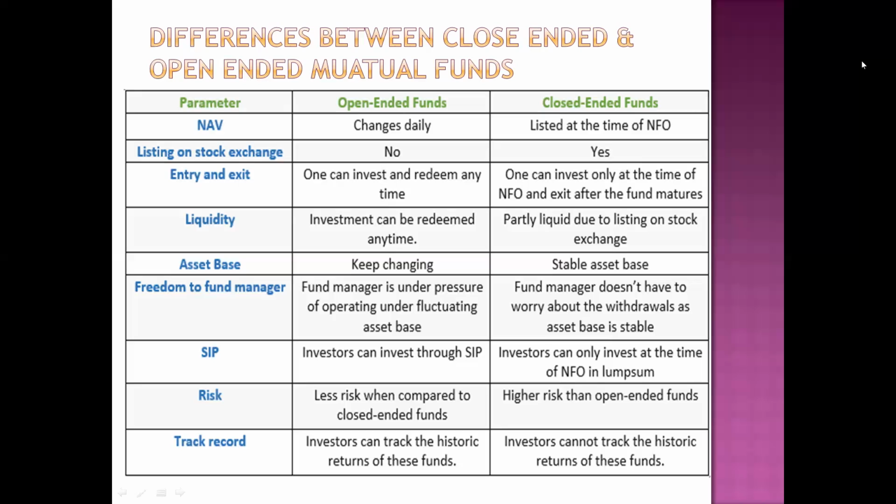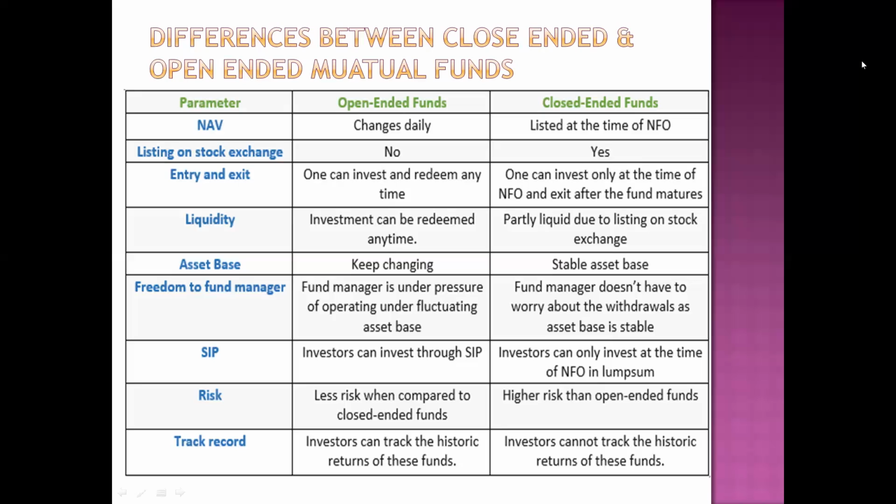Whereas in case of closed-ended funds, investors can only invest at the time of new fund offers, in a lump sum amount. There is no systematic investment plan possibility. You have to pay in one single shot. Say for example, if you want to invest 1 lakh, you can invest only 1 lakh rupees at a time. But in a systematic investment plan, every year you can invest 10,000 rupees for 10 years and make it 1 lakh rupees, something like that. So in closed-ended funds, only the people who have a huge amount of money in their hands can opt for this kind of closed-ended policy.